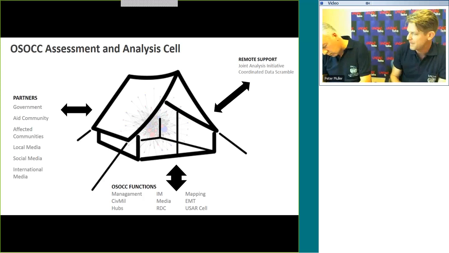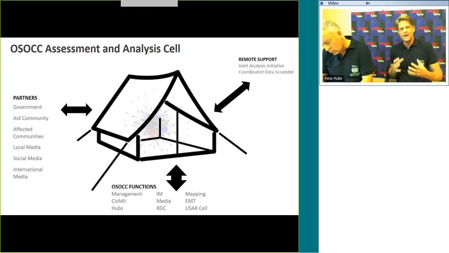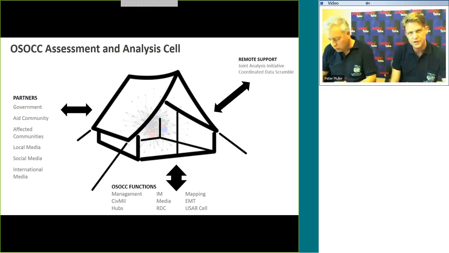In Nepal, again, we had MapAction right next to us. The IAM's not far. We had EMTs next to us. So that was a good, even if it's a physical solution, it was a good solution to start working together.